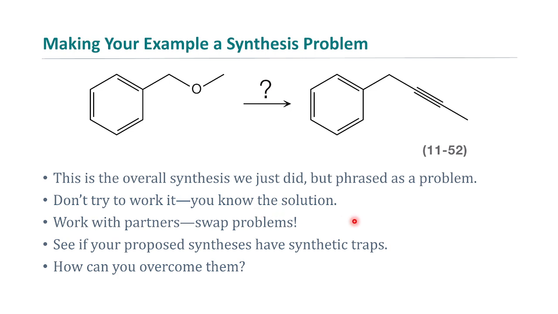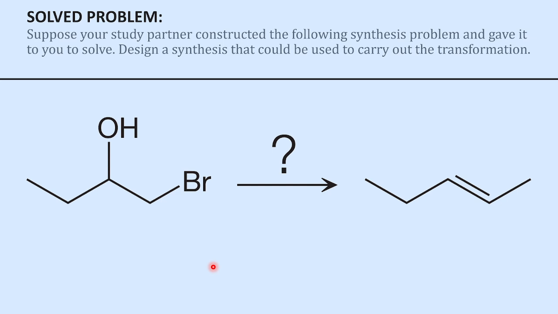And so you swap problems, and the other person has to design a synthetic pathway from this to that. Usually you just stop at the retrosynthetic pathway, but you can go all the way. You then see if your proposed syntheses have any synthetic traps in them. How can you overcome that trap and work around it? And it's interesting because that practice builds tools in you that you can use to overcome those sorts of traps, like common pathways in a video game.